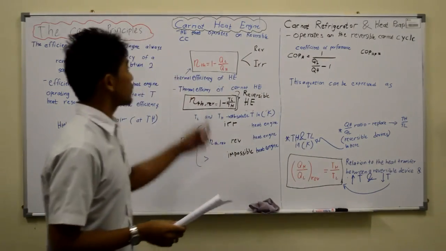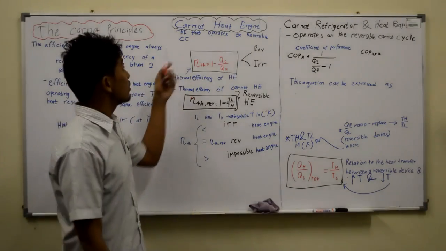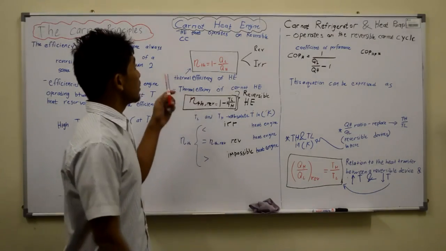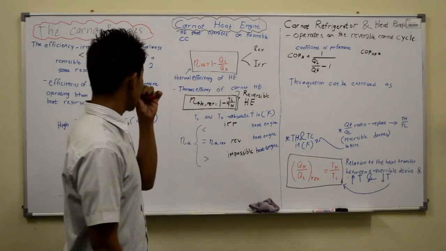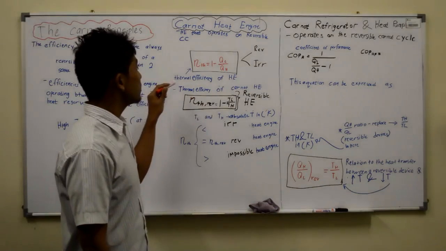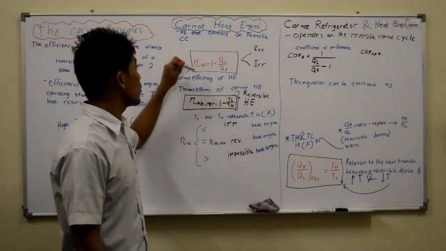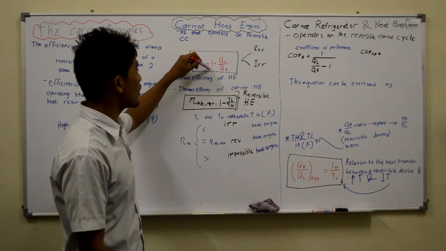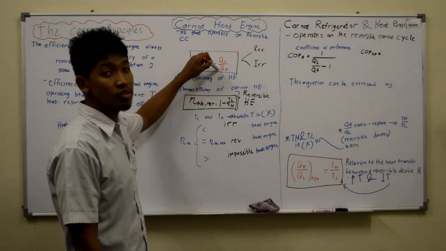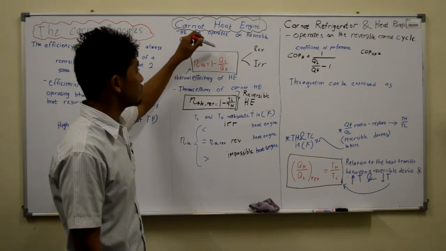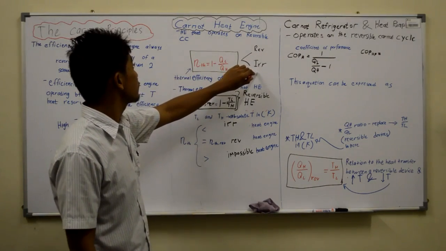Okay, next is Carnot heat engines. Now we go to the Carnot principle. The Carnot heat engine operates on the reversible Carnot cycle, and this is for thermal efficiency. This formula is for the thermal efficiency of a heat engine: thermal efficiency equals 1 minus QL, the low heat, divided by QH, the high heat. This equation is suitable for reversible and irreversible processes.